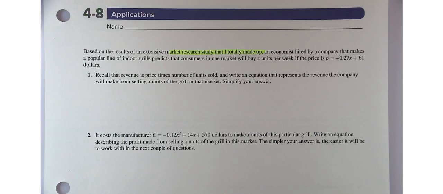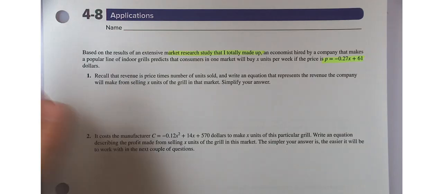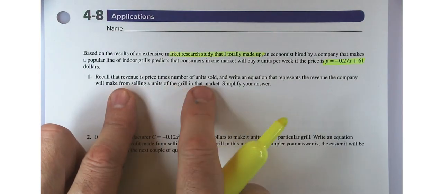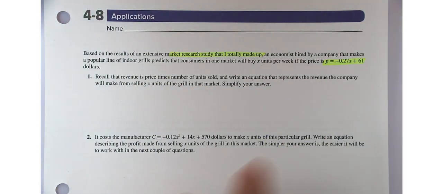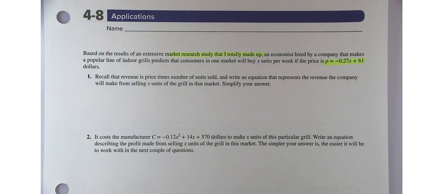But it's going to give you a couple figures here. One of them is the price. Consumers in one market will buy X units per week if the price is P, and they give you this equation here. So there's your price. Recall that revenue is price times units sold. Write an equation that represents the revenue that the company will make from so many units.